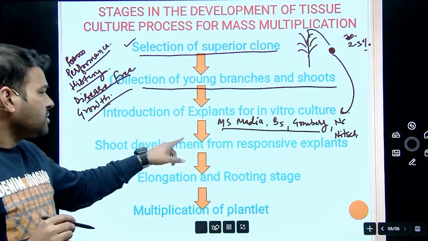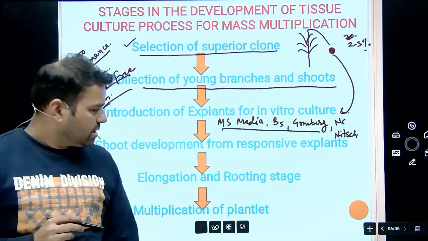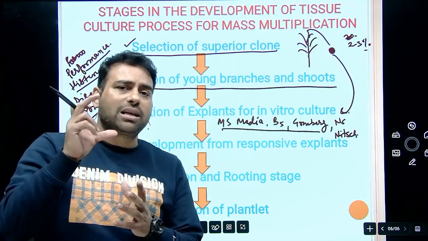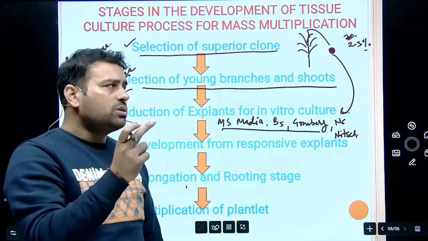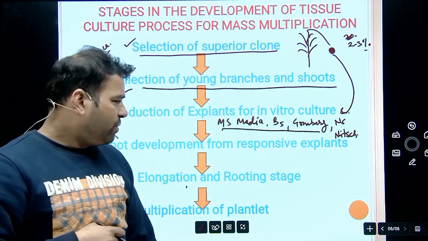Then our plant will generate shoots, then roots, and then we can use this complete plant with shoot and root for plantation or in the agriculture field.